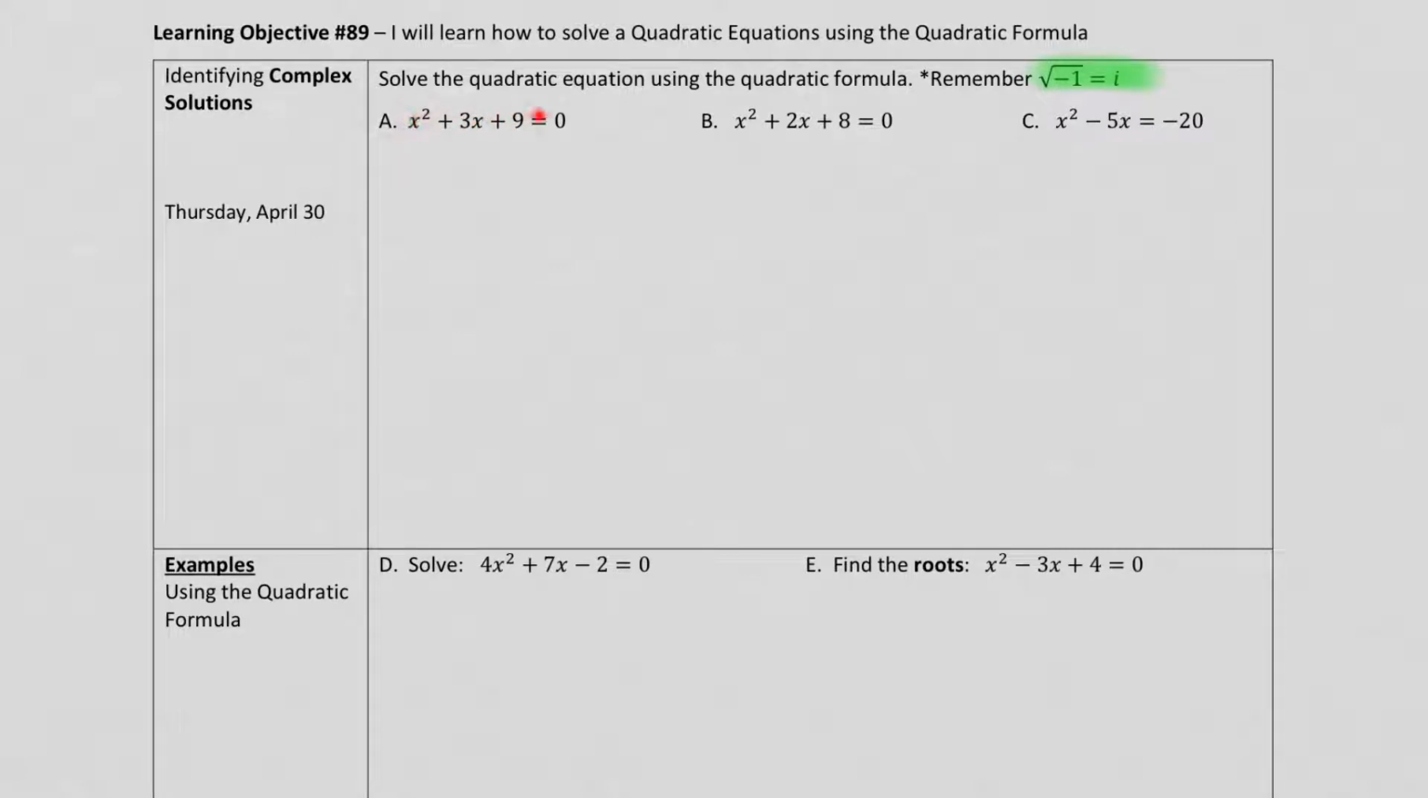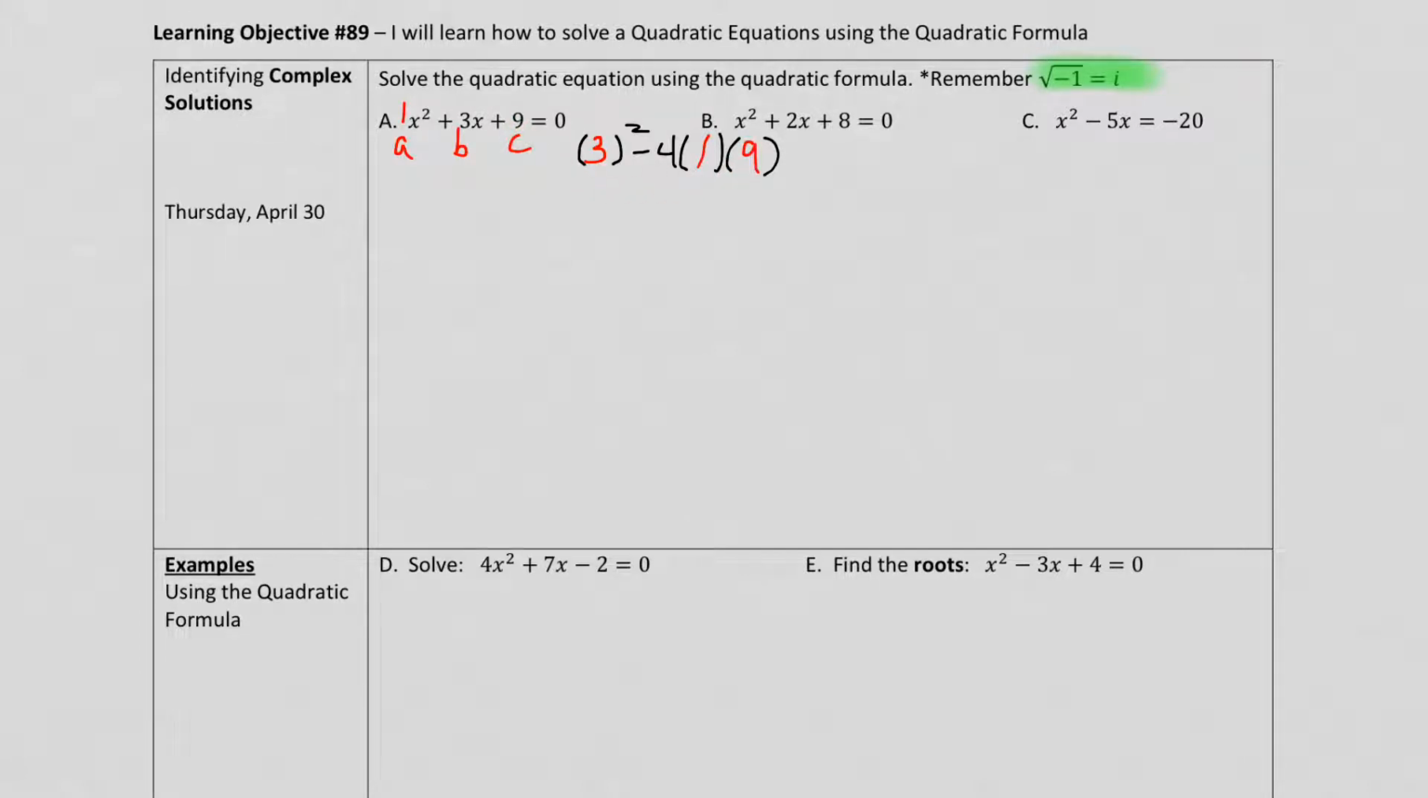In this case, this is already in standard form, so I can identify a is 1, b is 3, and c is 9. So I'm going to find the discriminant first. Remember, it's b squared minus 4ac. So in this case, b is 3, so 3 goes in there. So 3 squared, minus 4 times a, which is 1, and then times c, which is 9.